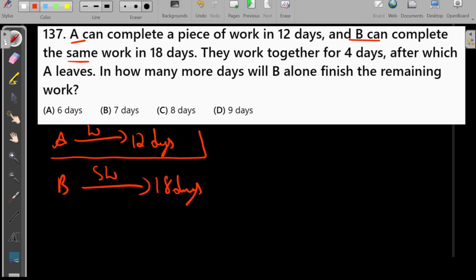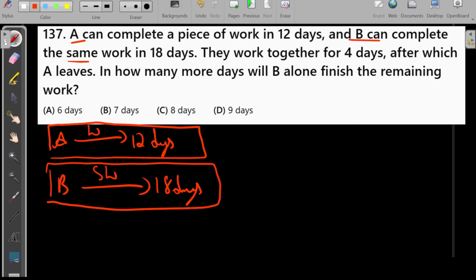Notice that A is more efficient than B. The reason being is that A can complete the same work in fewer days, which is 12 days, whereas B took more days, which is 18 days. Now, if they work together, so I need to add them, for 4 days, after which A leaves, meaning A stops working. So A stops working after 4 days. So in how many more days will B alone finish the remaining work?